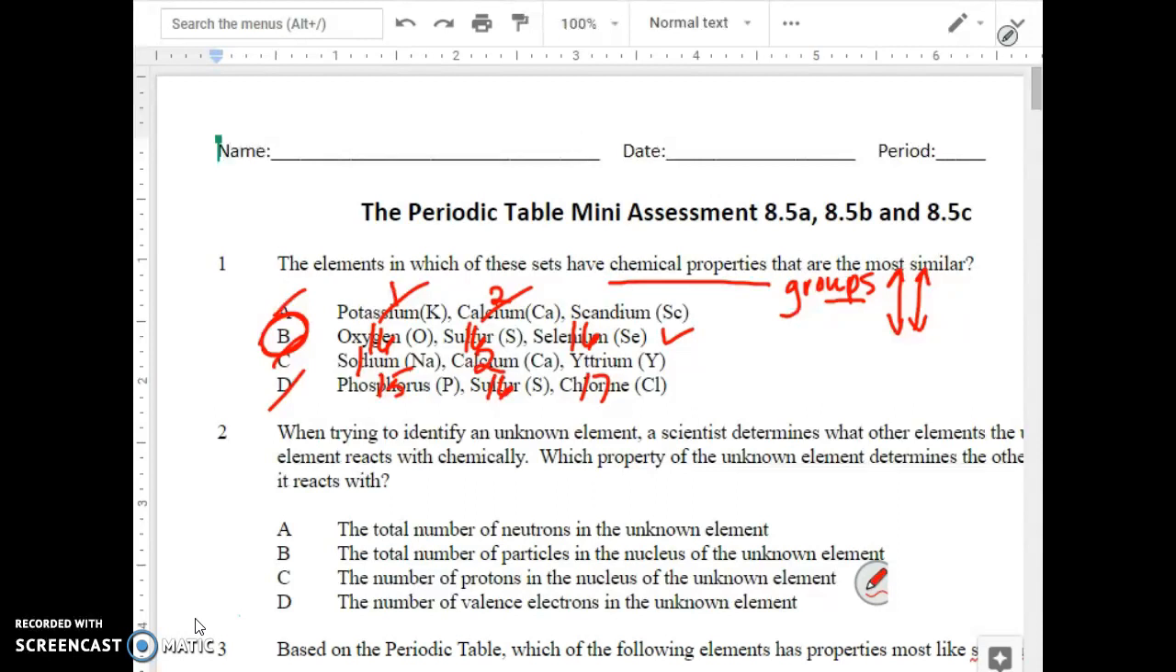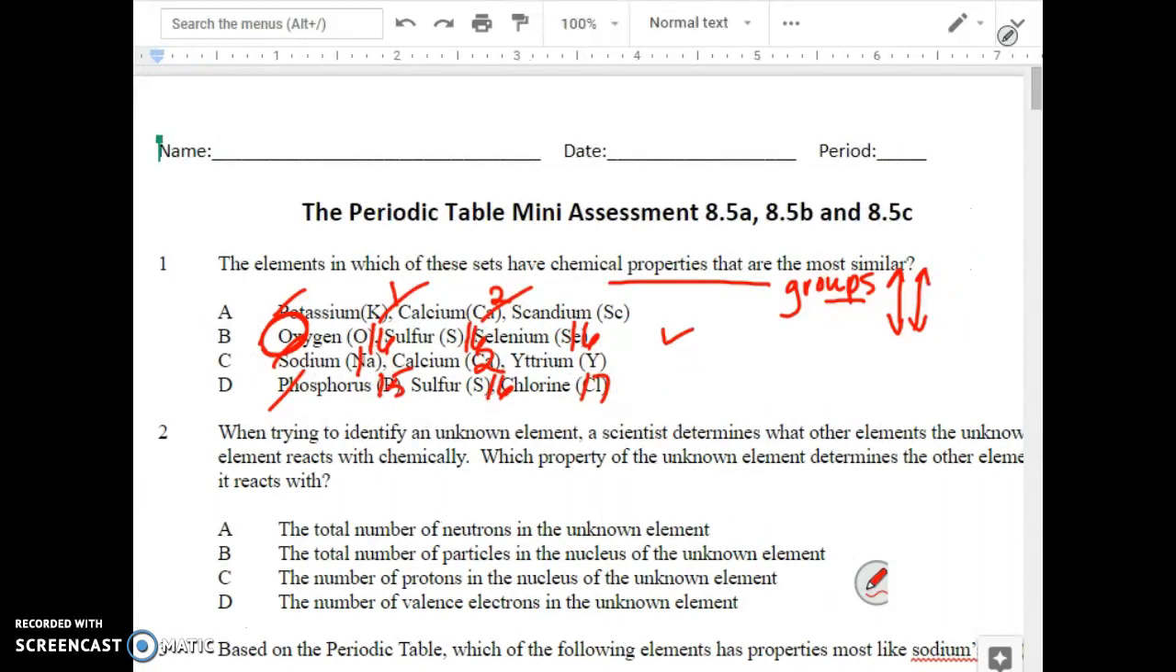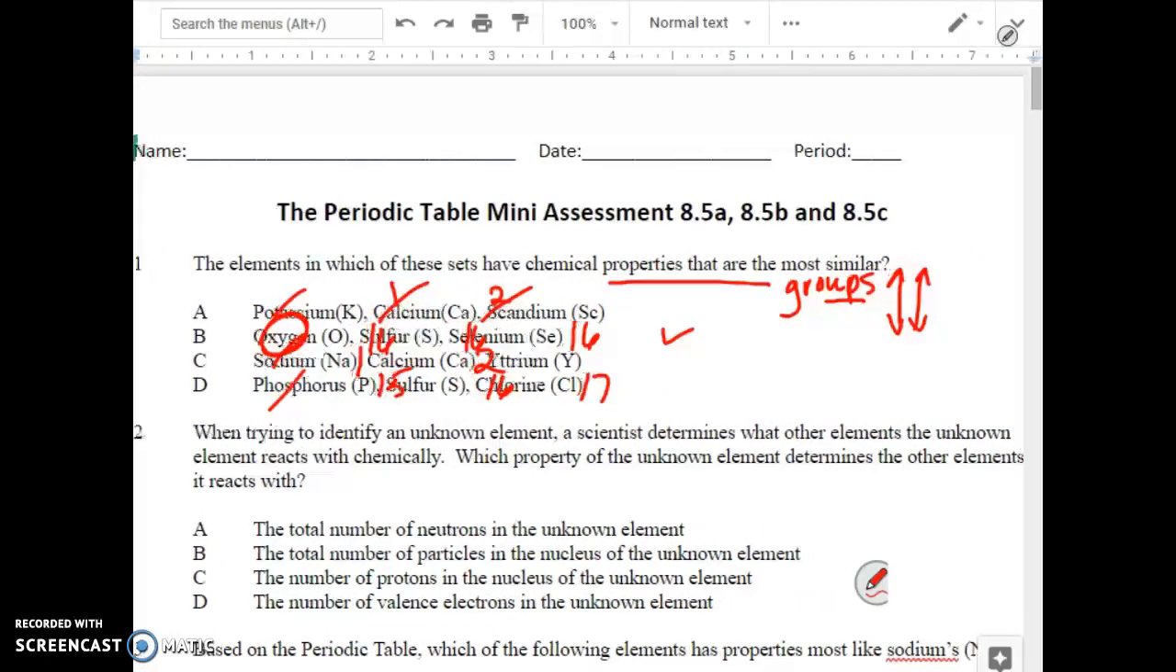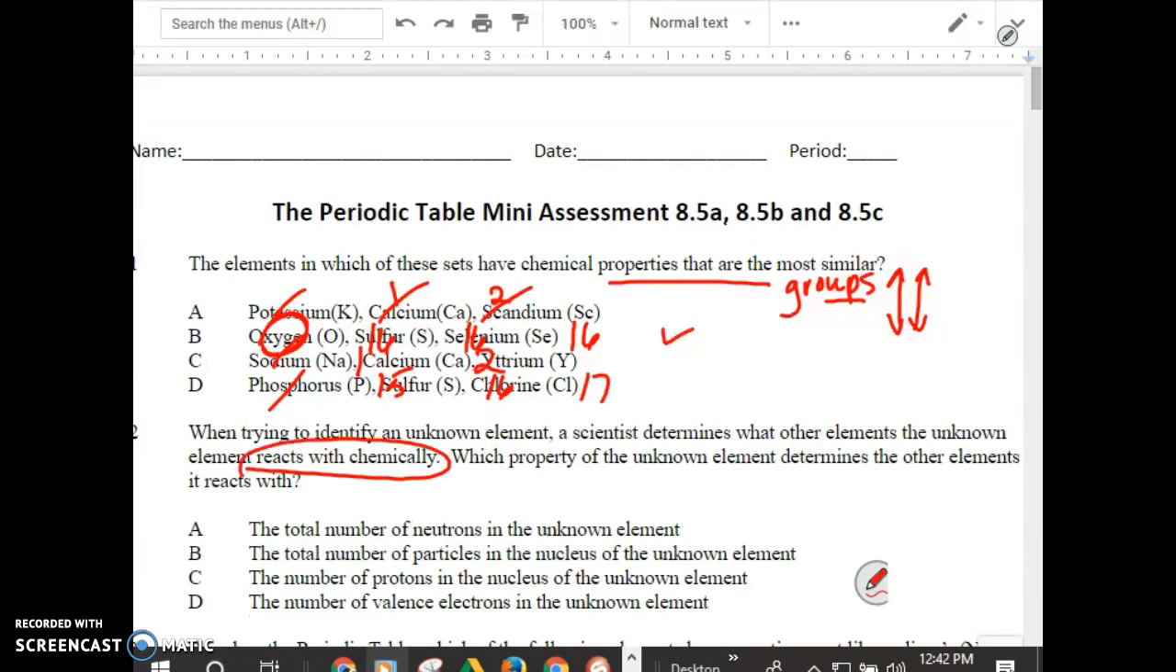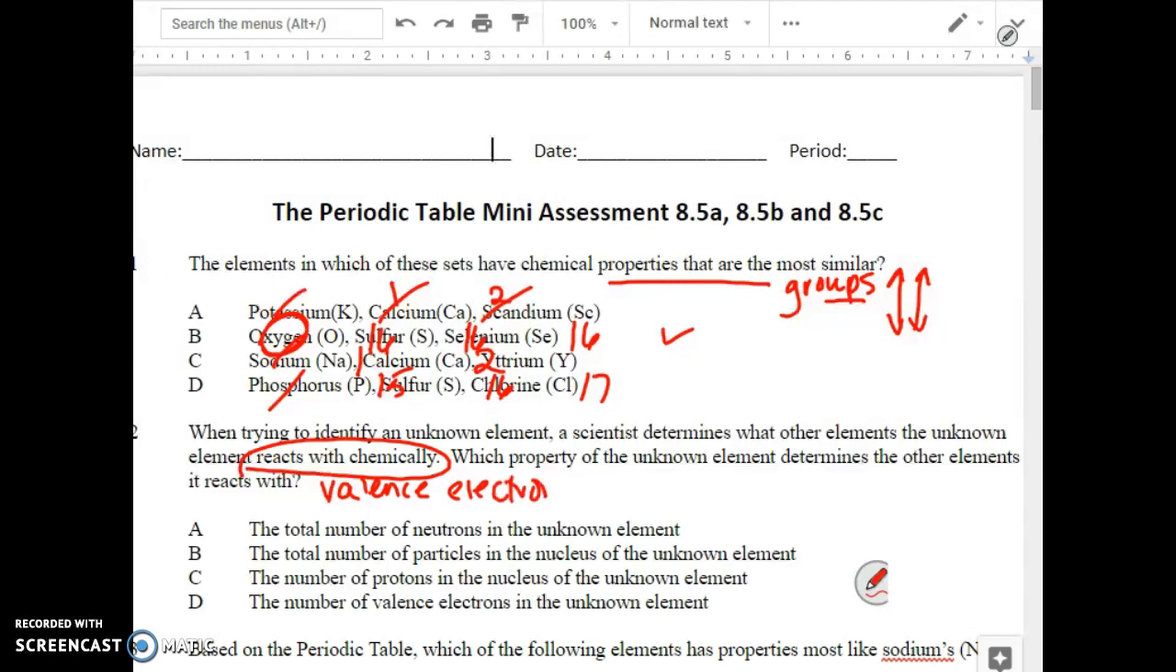Number 2, when trying to identify an unknown element, a scientist determines what other elements the element reacts with chemically. Which property of the unknown element determines the other elements that it reacts with? Okay, so reacts with chemically is my big key word here. Anytime you see this word reacts, you need to think of valence electrons, because it's the valence electrons that have to do with reactivity, the quicker they can get to 8.